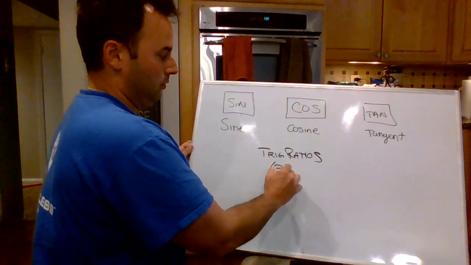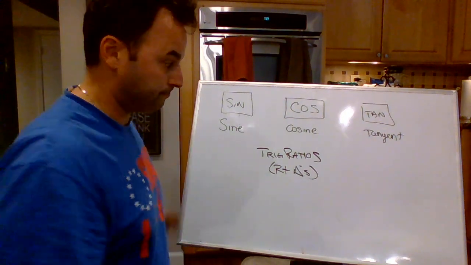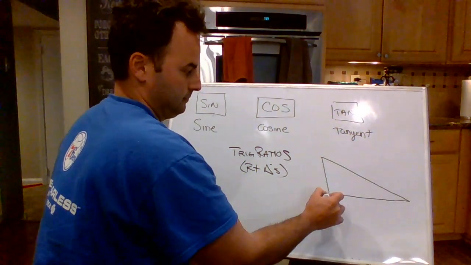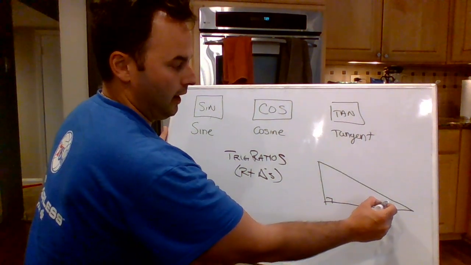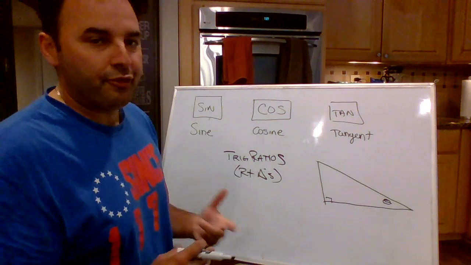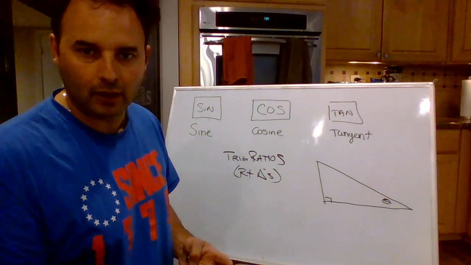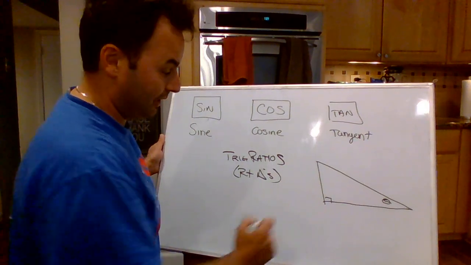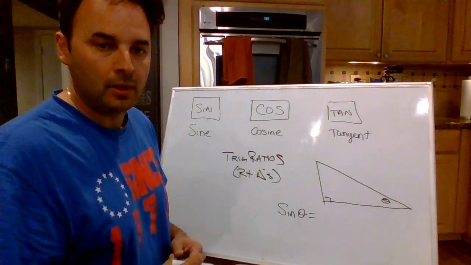And they all deal with right triangles. Okay, we'll have trig ratios with right triangles. What that means is if we have a right triangle here, and let's call this angle theta, just Greek letter theta, okay? We find the sine of an angle, or the cosine of an angle, or the tangent of an angle. All right, so we find the trig function of an angle. So it may look like the sine of theta equals, okay?